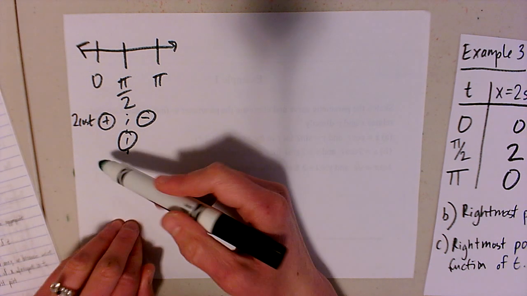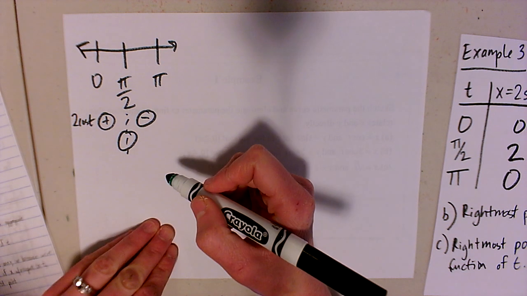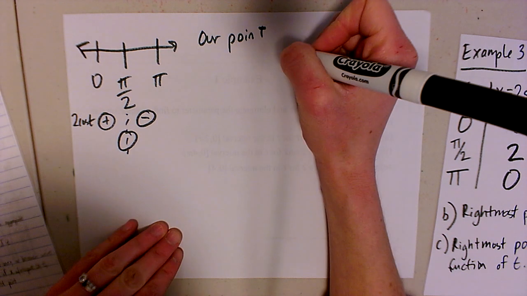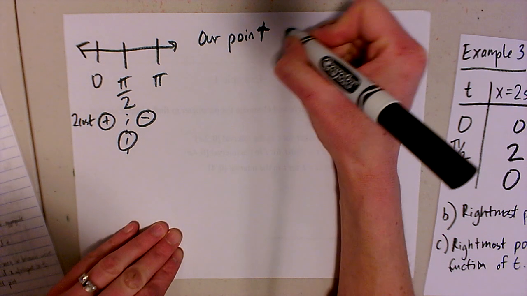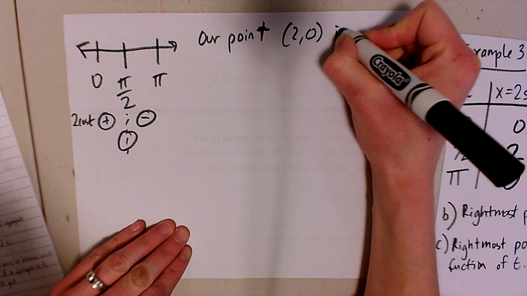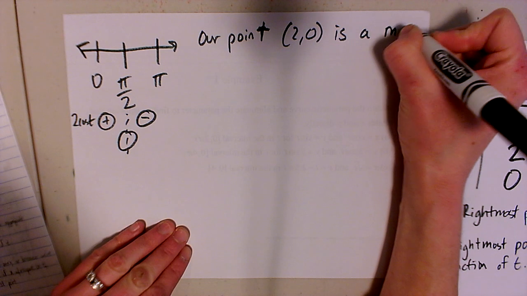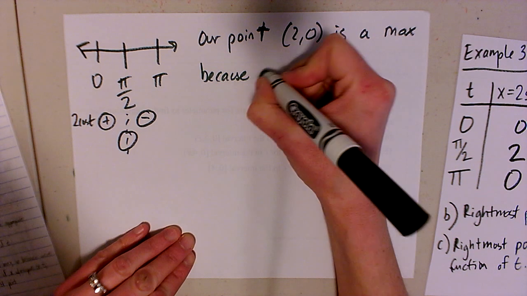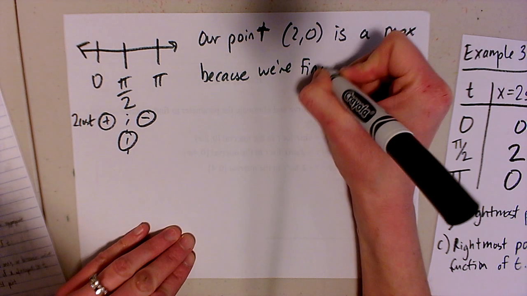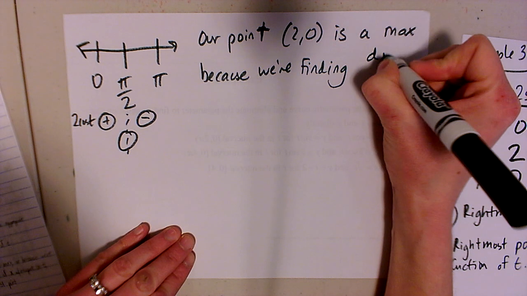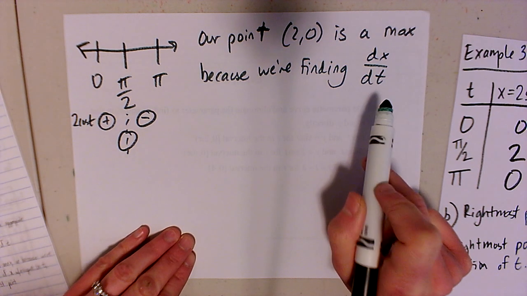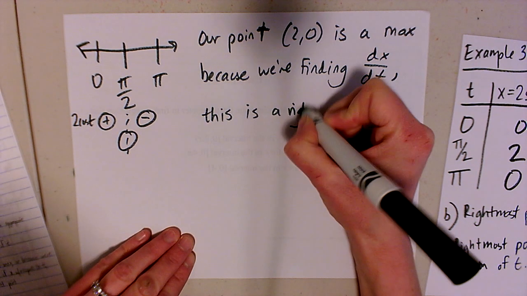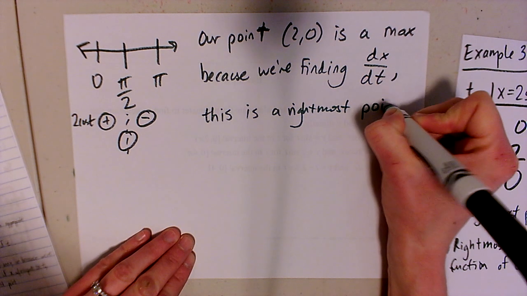So if you think about it, the function is going from positive to 0 to negative. And so you can kind of picture, if you have a function going from positive to 0 to negative, then our point 2 comma 0 is a max, and we can say that because we're finding dx dt, the derivative of x with respect to t, this is a rightmost point.